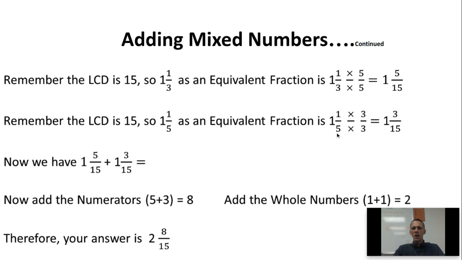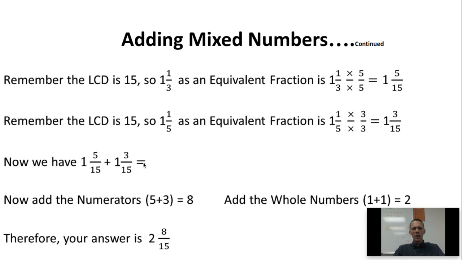Now to find your top number, multiply it by the same number you multiplied 5 with to get 15. So since 5 times 3 is 15, we do the same thing to the top. 1 times 3, which will give us 3. Now when you get to this portion and we have both of our fractions raised with the same denominator, just carry the whole numbers over into your new fraction.